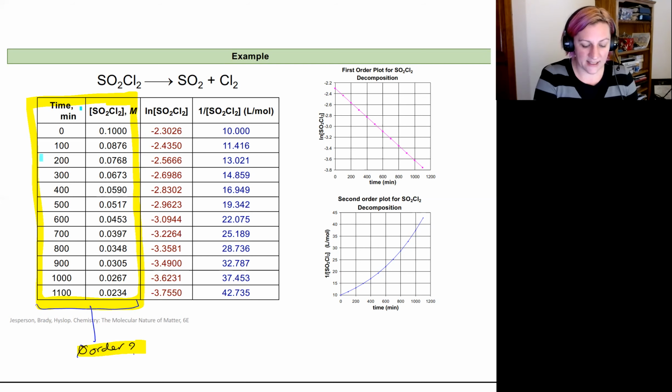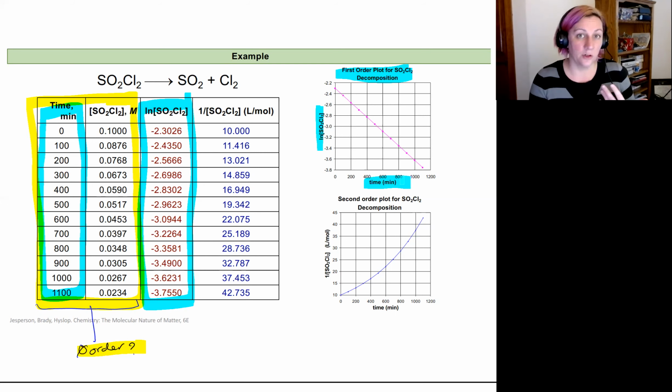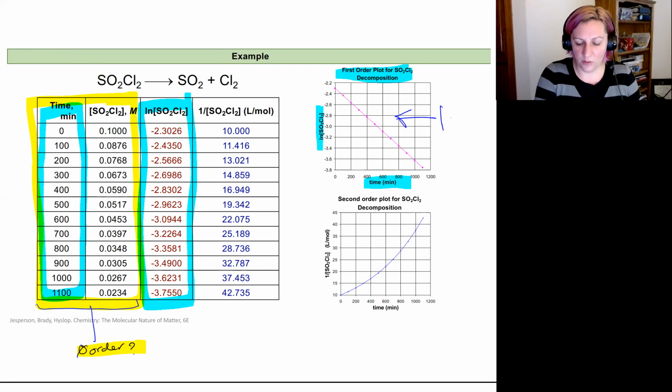So in that case, I'd be looking at the time versus the natural log. And that would be this plot right here. And it would tell me if I had a first order dependence or not. And looking at this, I see that I have a linear relationship. Yay. So that means it's going to be first order.